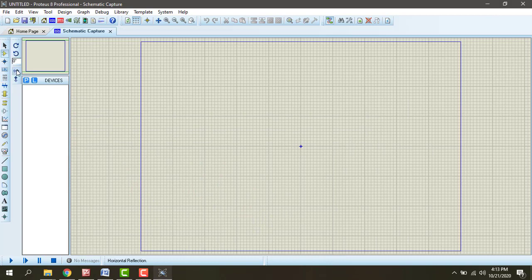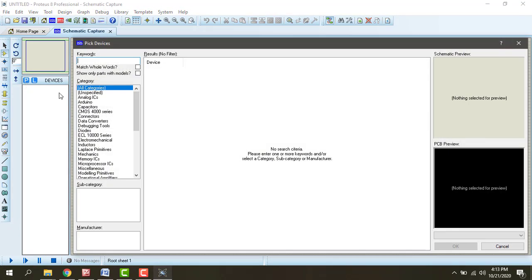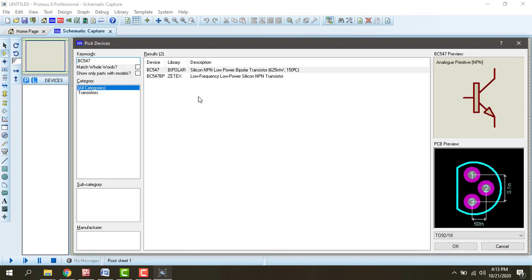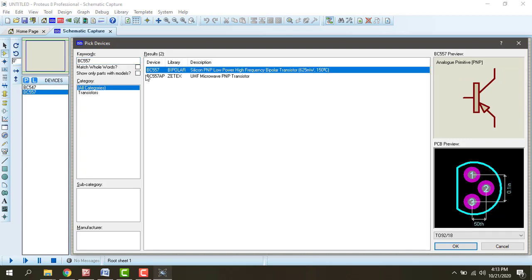So I am going to pick the NPN transistor BC547. I think exactly BC547. So here I am using BC547, this is an NPN transistor. Then this is a BC557, this is a PNP transistor.